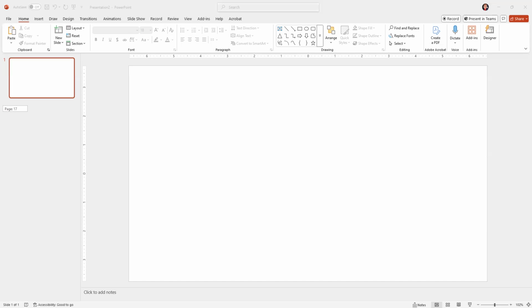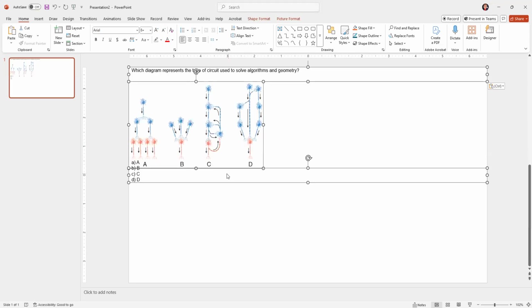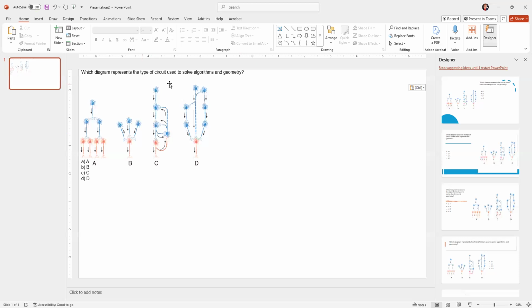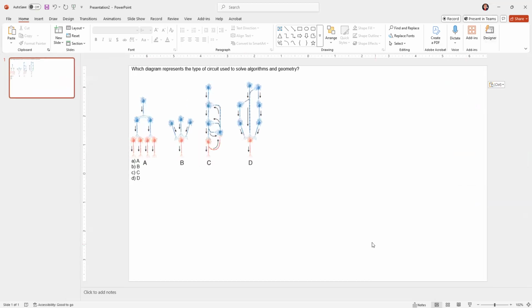Let me see if I can find a tricky one for you. Okay, I'm not going to give you this in exam, but let's see if you can answer this. Here you go. Can you see this? Yes.